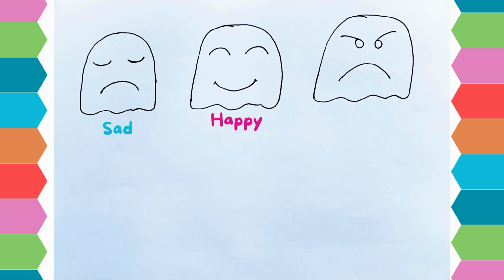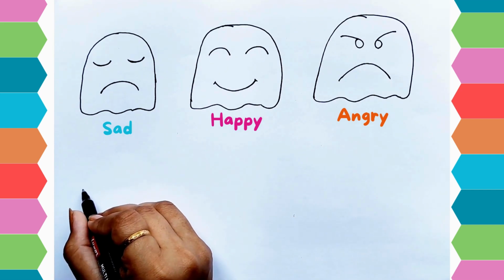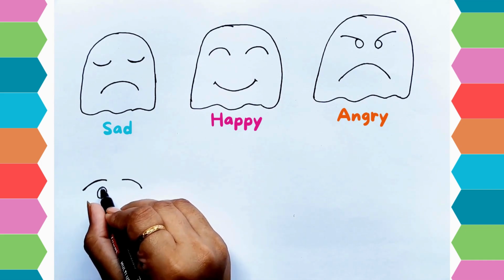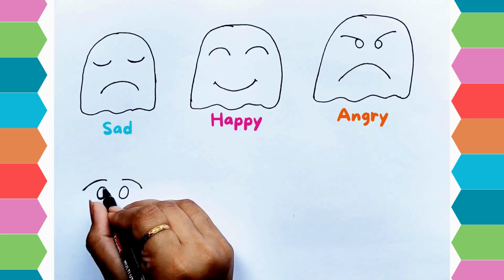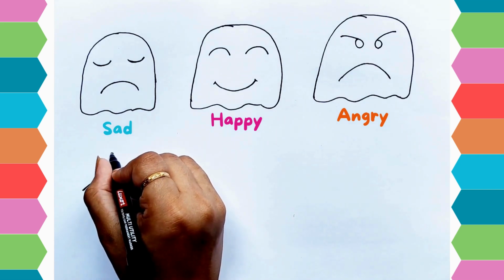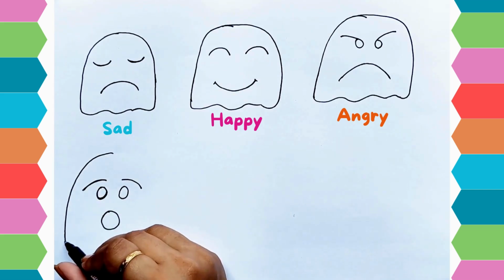After angry expression, I am drawing surprised expression. For a surprised expression, I am drawing wide open round eyes and a big open O-shaped mouth. BooBoo is surprised because his friends gave him a surprise birthday party.